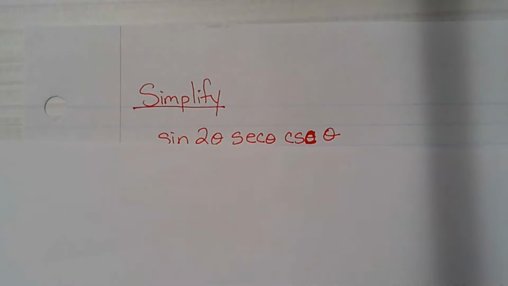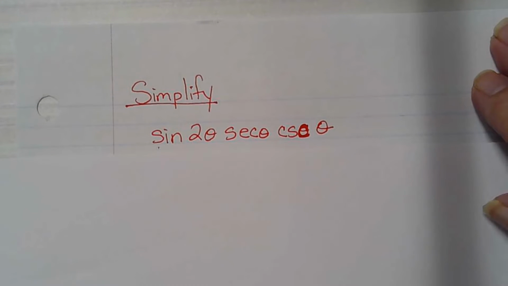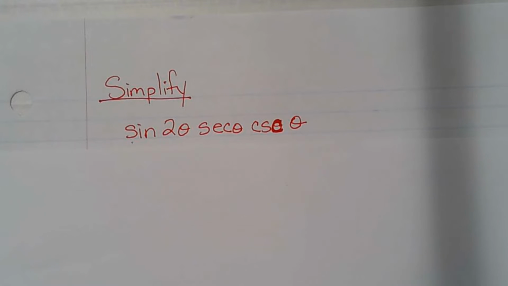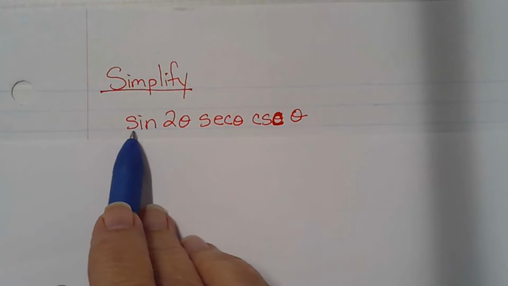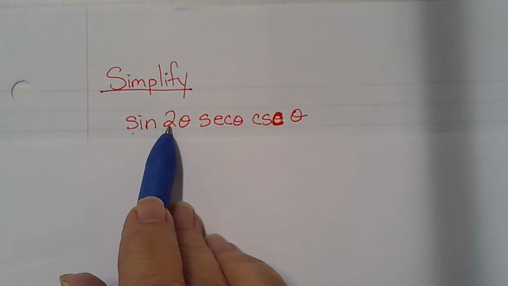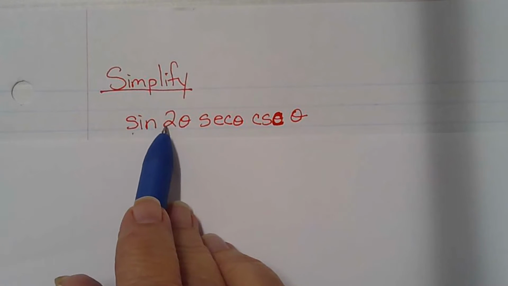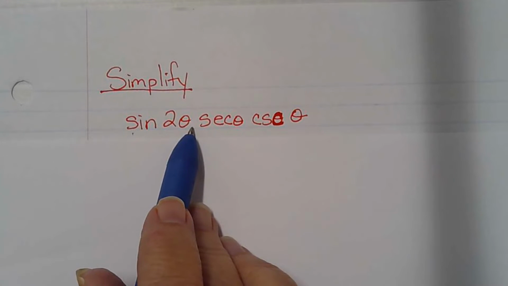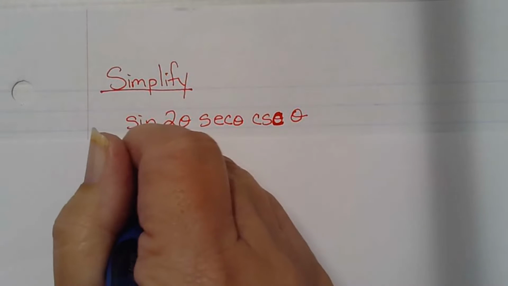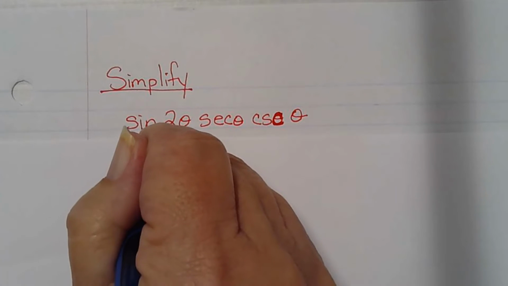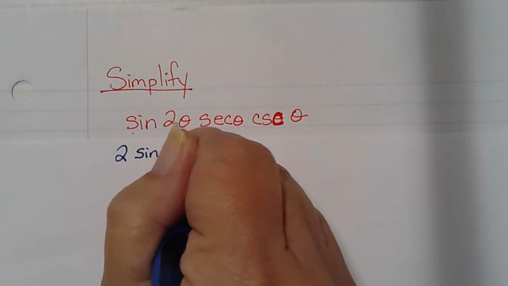So the first thing that we're going to do is simplify using the double angle identity. So we have the problem sine 2 theta times secant theta times cosecant theta. And you want to notice that this is a double angle. You'll be able to spy the double angles because there'll be a 2 multiplied by theta. And you'll go down on your formula chart and you'll see that the sine of 2 theta is equivalent to 2 sine theta cosine theta.